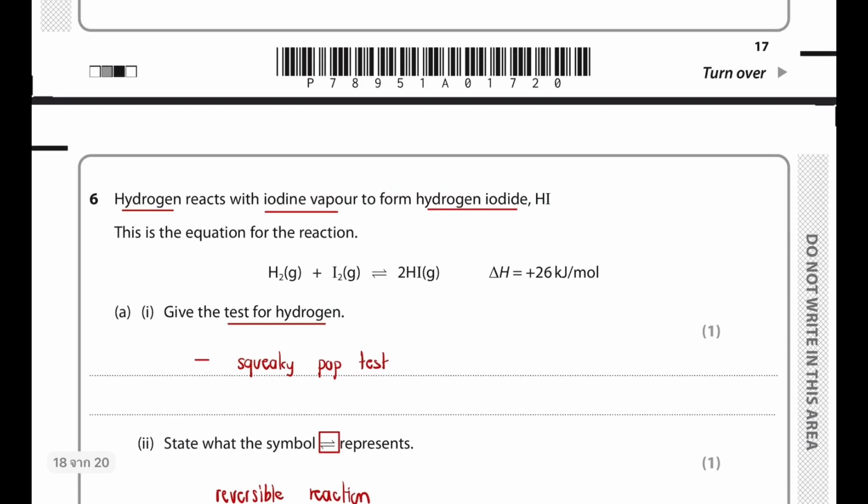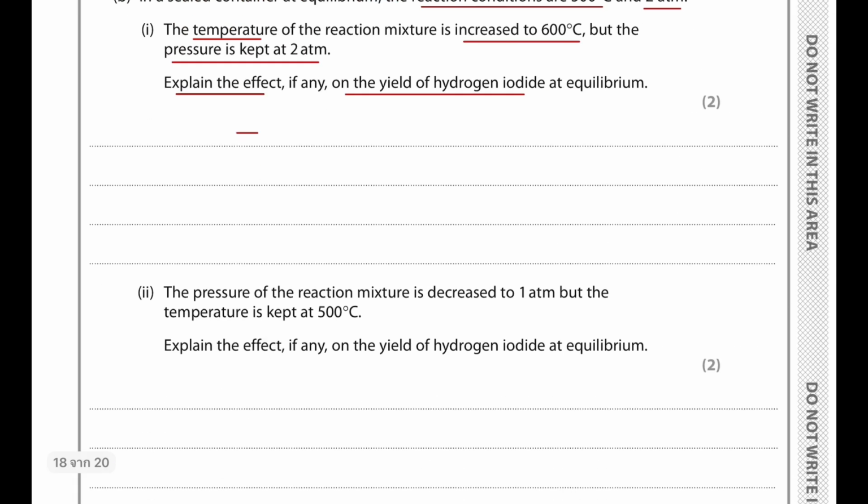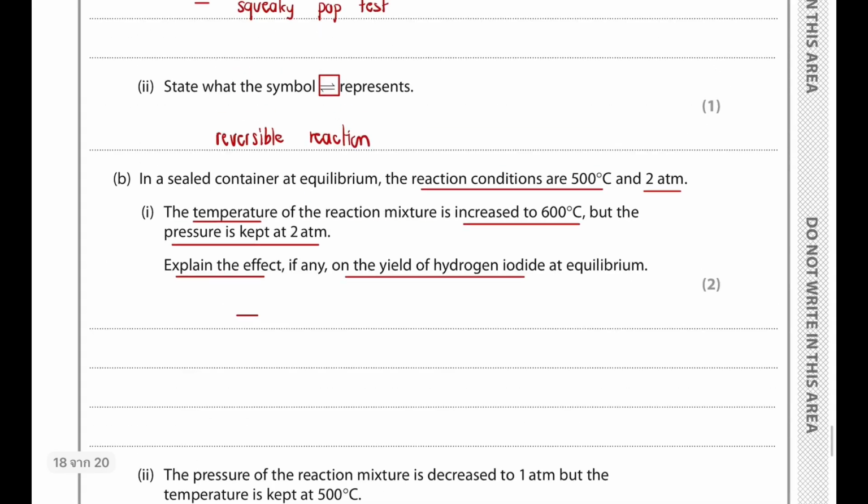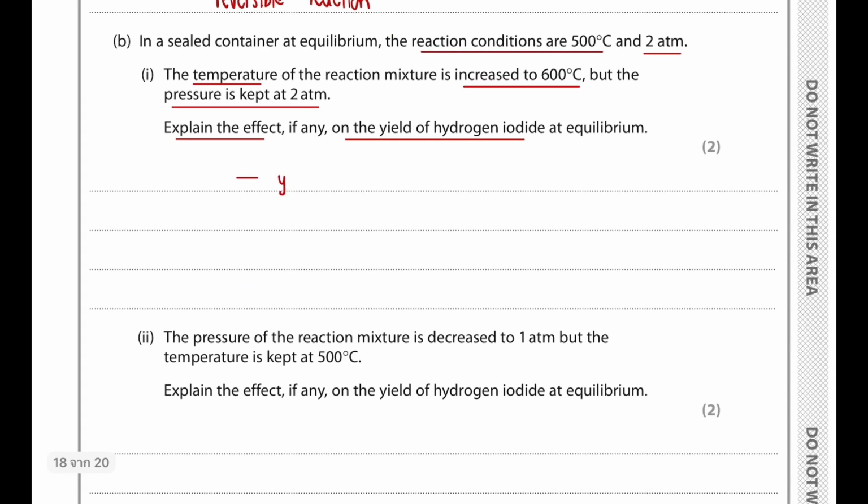So this reaction is an endothermic reaction. So the yield of hydrogen iodide increases because the equilibrium shifts to the right.